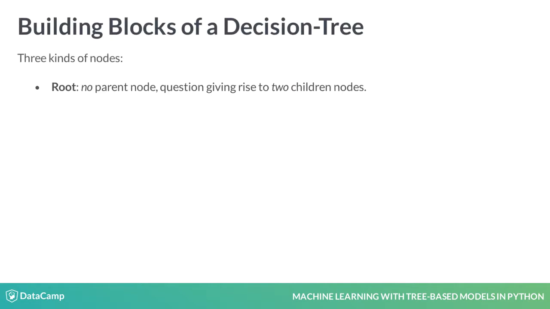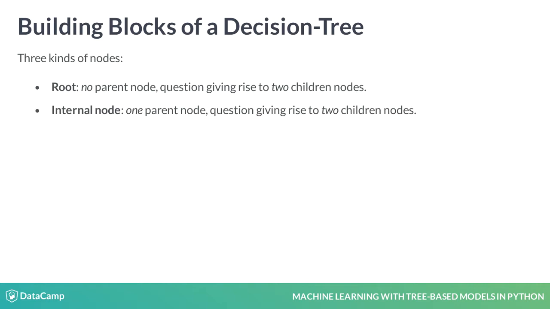The root is the node at which the decision tree starts growing. It has no parent node and involves a question that gives rise to two children nodes through two branches. An internal node is a node that has a parent. It also involves a question that gives rise to two children nodes. Finally, a node that has no children is called a leaf. A leaf has one parent node and involves no questions. It's where a prediction is made.